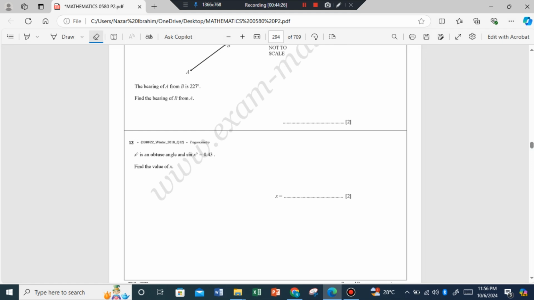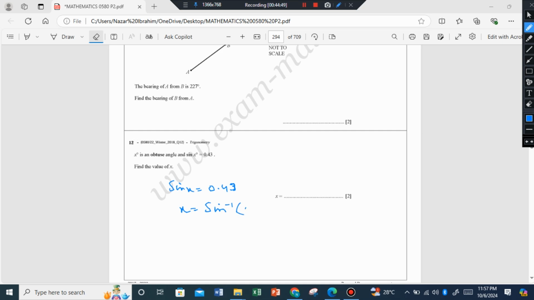Question number 12: x degrees is an obtuse angle and sine x is equal to 0.43. Find the value of x. A similar type of question to what we just discussed. If I want to find the value of x, I will just take sine inverse of 0.43. Let's see what we get in the calculator. Press shift, then sine, which will show sine inverse on your screen, and 0.43. I am getting 25.46.